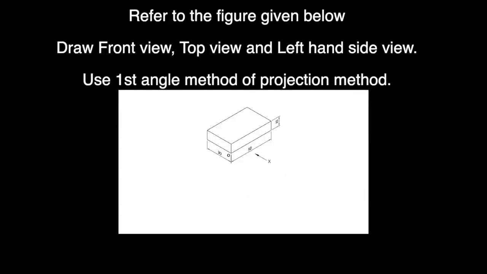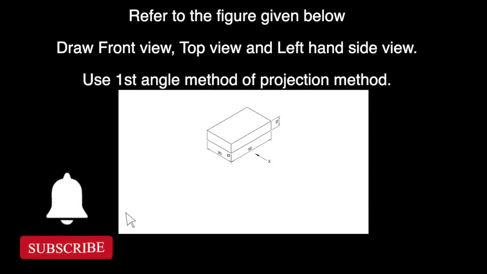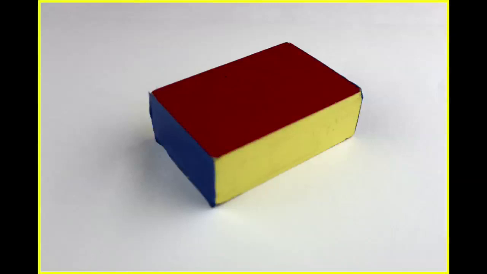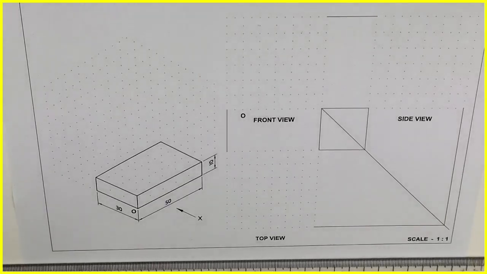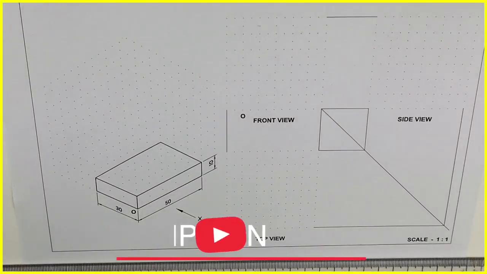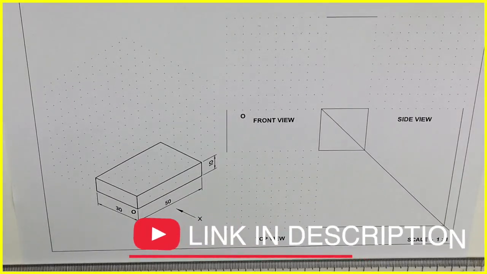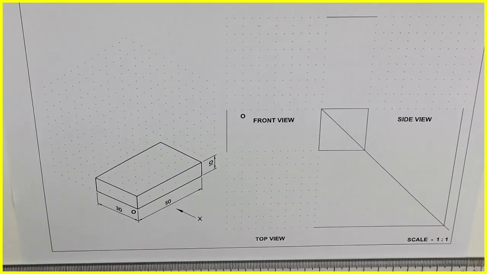Now we will see this sum where we have to draw the front view, top view and left hand side view using the first angle method of projection. Now if you see this 3D figure, the yellow, red and blue portions are what we have to draw as front view, top view and side view. Now this is a dotted sheet. The link I will give you in the description, which you can download for your reference.